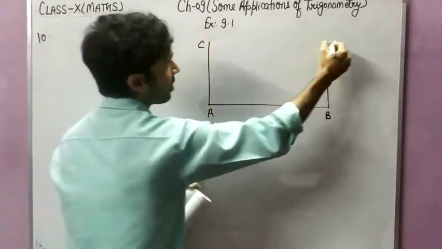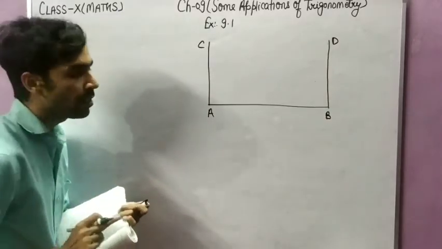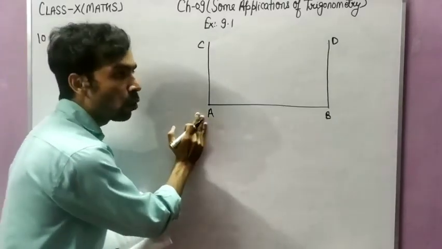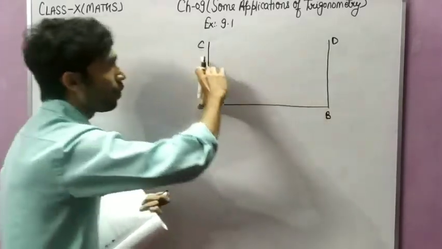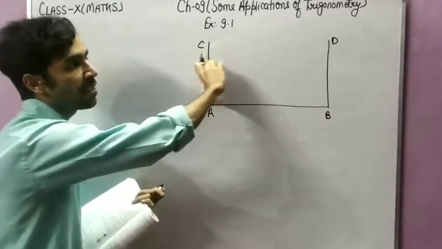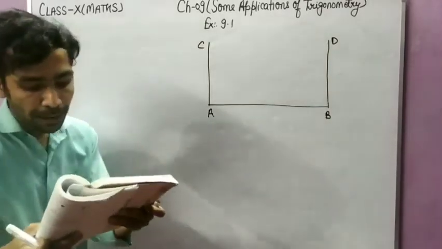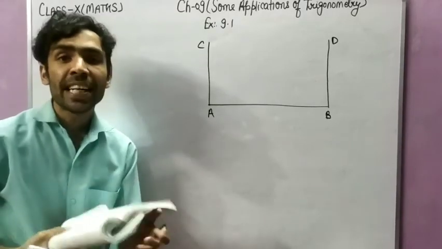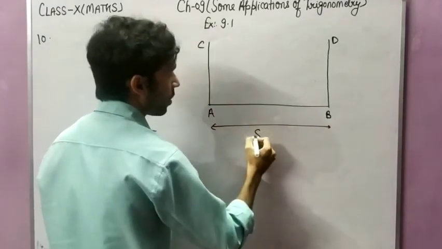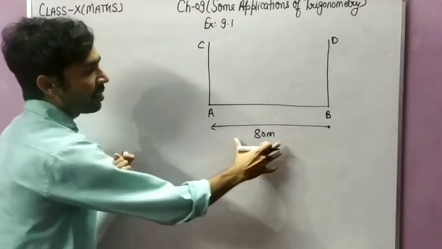So suppose it is C, it is D. So AC and BD are two poles which have equal heights and they are standing on either side of the road. One side of the road is A and the other side of the road is B. So one pole is on A and the other pole is on B. The one pole is AC and the second one is BD. The road is 80 meters wide, AB is the road and its width is 80 meters.